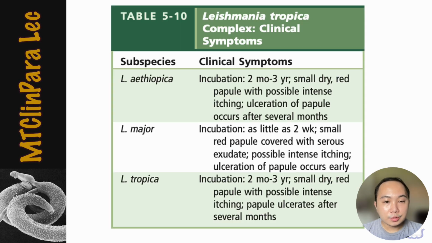So take note also the different incubation periods for our Leishmania tropica complex. So for L. aethiopica and L. tropica, both of them have the same incubation period, okay? So the clinical symptoms may be presented within 2 months to 3 years. While for L. major, as little as 2 weeks, the signs and symptoms may be present already in the patient.